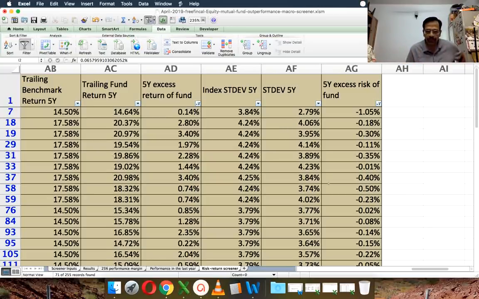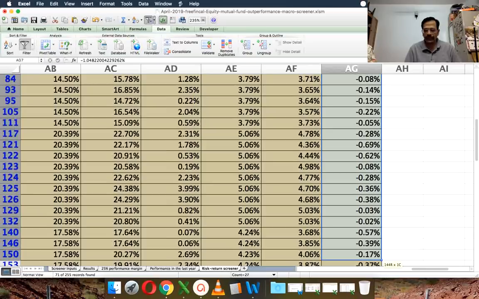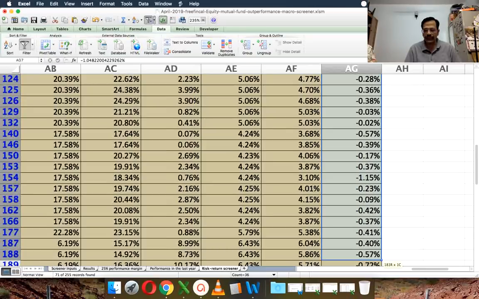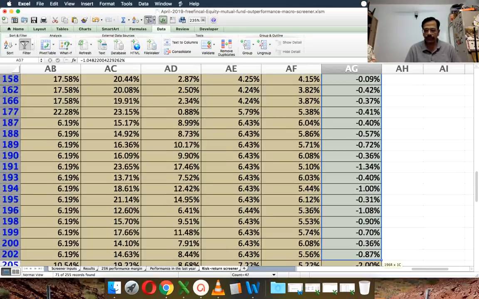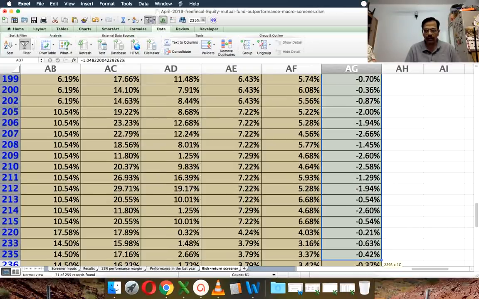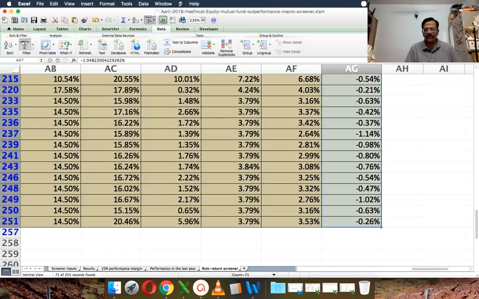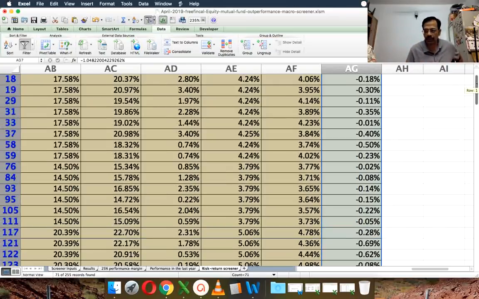So now we have done this initial screening over the last 5 years. If you count the number of funds, we started with about 262 funds, I think. Some funds, 1 or 2, may be repeated, but 262 funds are unique. Out of that, if I look for funds that in the last 5 years have beaten the index, got higher return at lower risk, then I have only 71 funds. That itself is a big reduction in the number of funds.